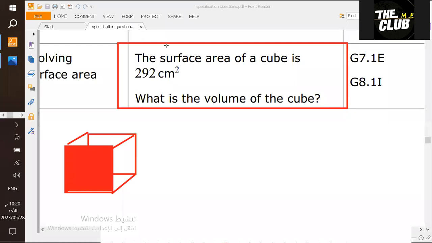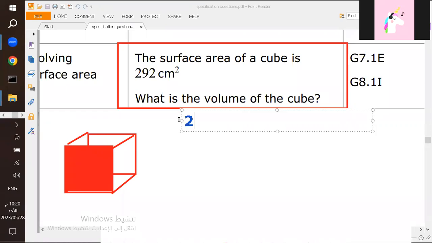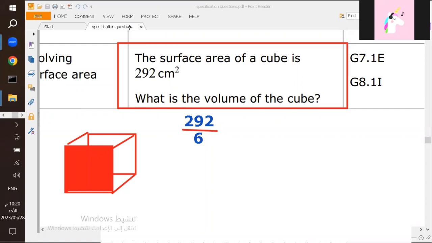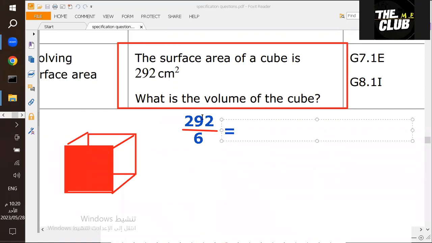So what do you do? First thing. Wait, I have a question. Do I divide that by 6 and then I get the area of one of them? That's the idea, yeah. Divide by 6 to find what? To find the area of one face. So I'm going to divide this by 6. It will give me 48.6, 38.